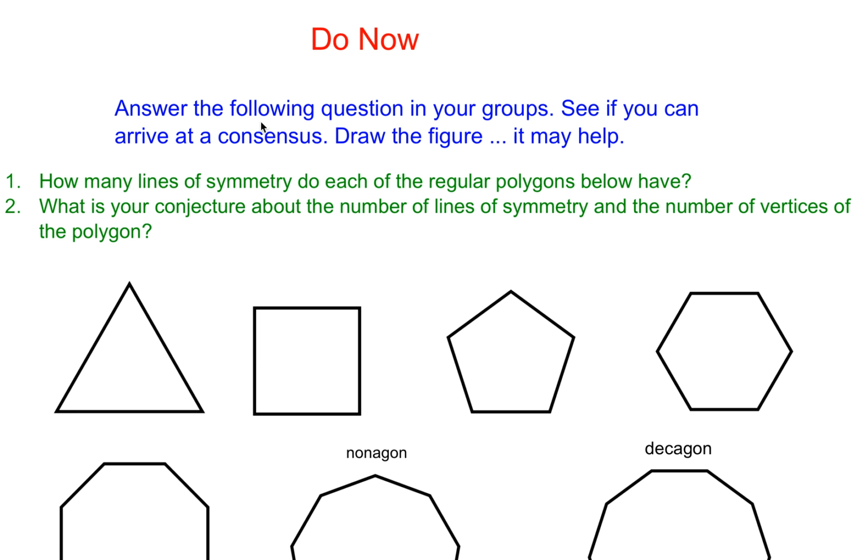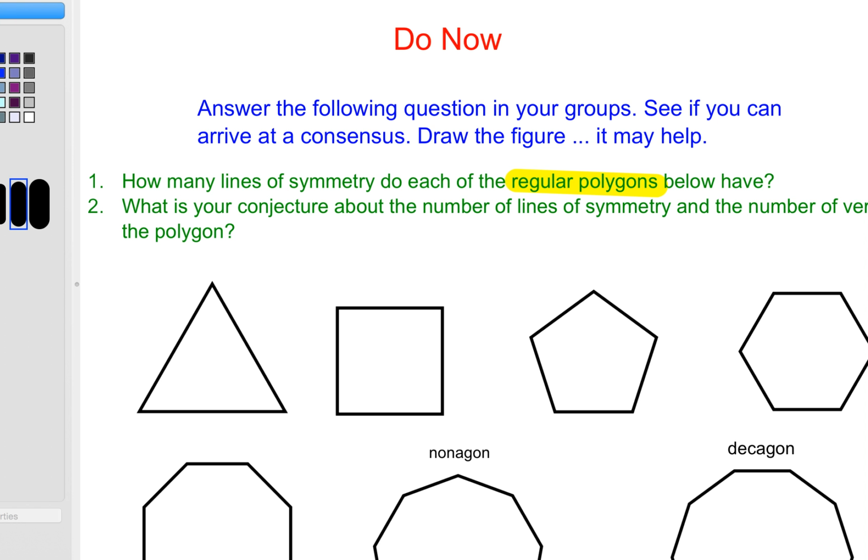So it says, answer the following question in your groups. How many lines of symmetry do each of the regular polygons have? Remember, they are regular polygons. Okay, that's important. These are regular polygons, right? Which means that all sides are congruent. So how many lines of symmetry does a regular triangle have? Another word for a regular triangle, obviously, is an equilateral triangle. So how many lines of symmetry does this have?